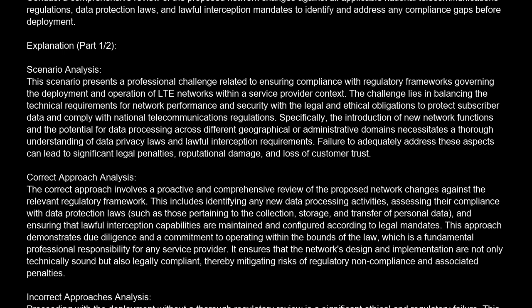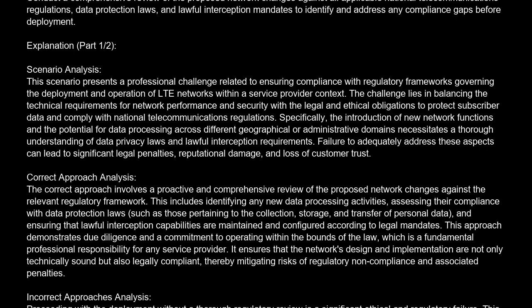Correct approach analysis. The correct approach involves a proactive and comprehensive review of the proposed network changes against the relevant regulatory framework. This includes identifying any new data processing activities, assessing their compliance with data protection laws, such as those pertaining to the collection, storage, and transfer of personal data, and ensuring that lawful interception capabilities are maintained and configured according to legal mandates. This approach demonstrates due diligence and a commitment to operating within the bounds of the law, which is a fundamental professional responsibility for any service provider.